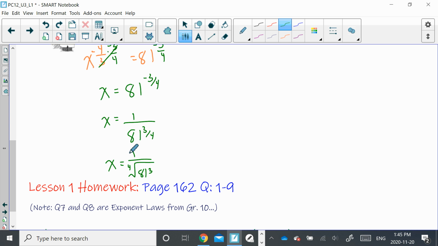Okay? The 4th root of 81 to the power of 3 is 27. So x is equal to 1 over 27. So again, I wouldn't type in this whole fraction. I would just type this in on your calculator. What is the 4th root of 81 to the power of 3? It's 27. Okay, so this answer is 1 over 27.